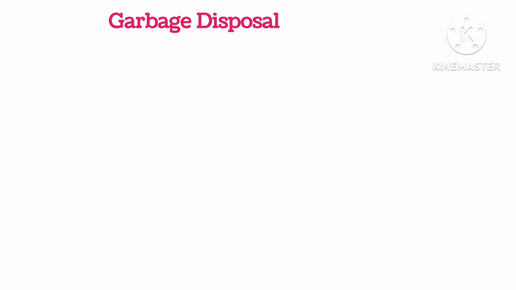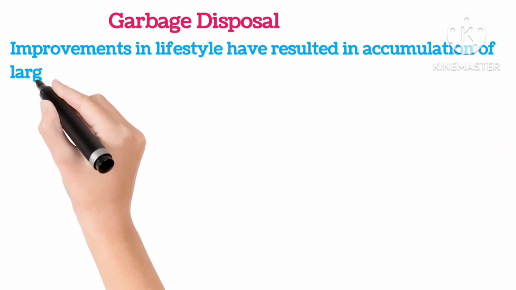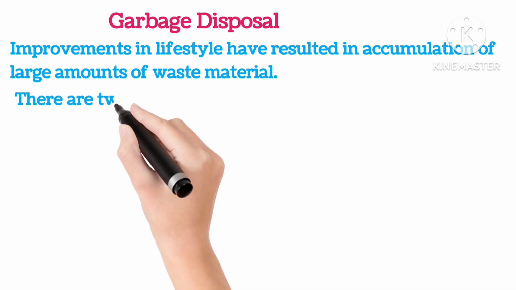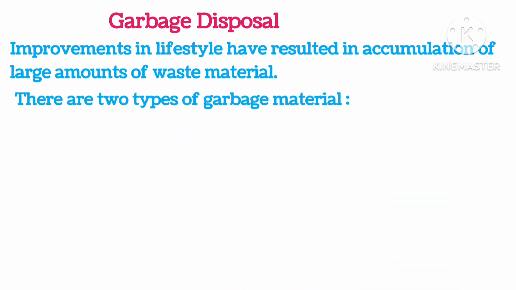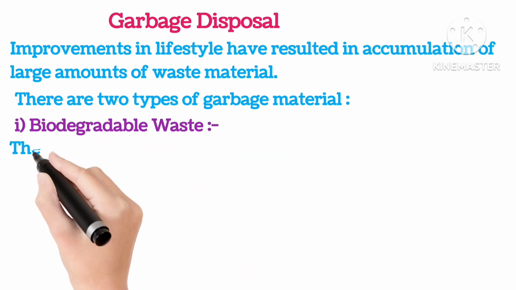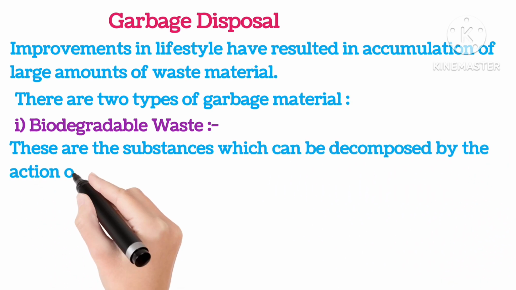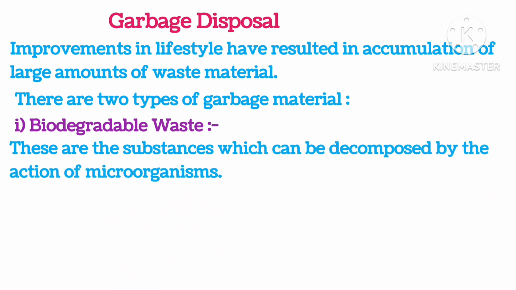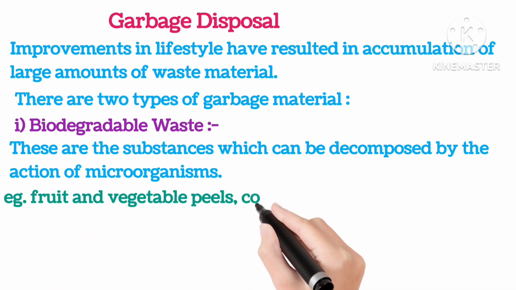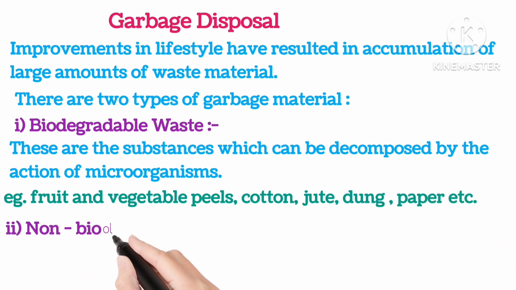Garbage disposal. Improvements in lifestyle have resulted in accumulation of large amount of waste material. There are two types of garbage material. First is biodegradable waste. These are the substances which can be decomposed by the action of microorganisms like fruit and vegetable peels, cotton, jute, dung, paper, etc.